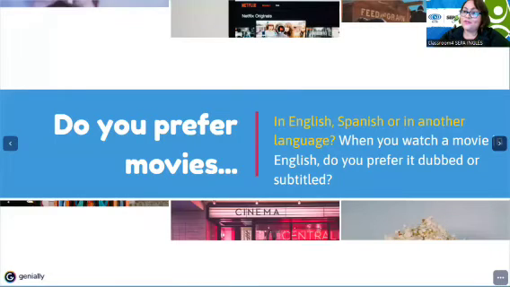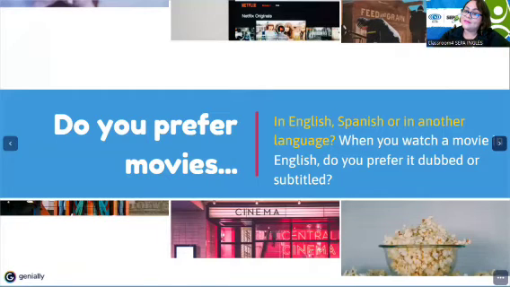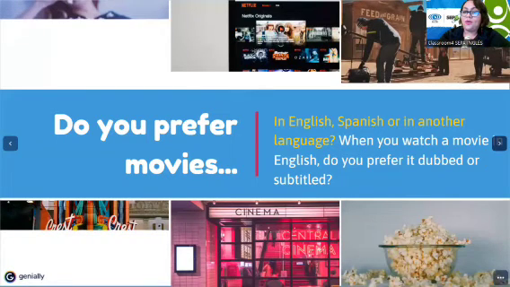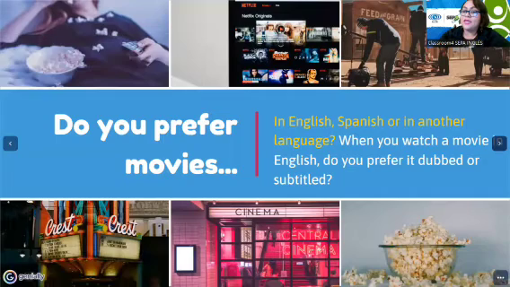Do you prefer movies in English, Spanish, or in another language? When you watch a movie in English, do you prefer it dubbed or subtitled? How do you prefer this?